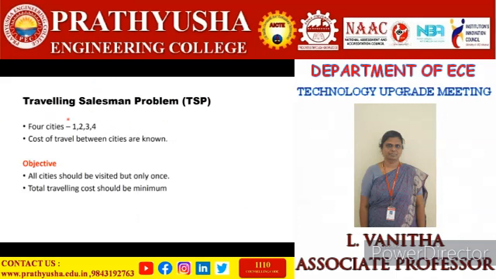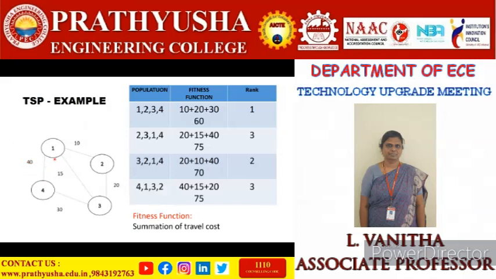Let us take an example of the traveling salesman problem and solve it by using genetic algorithm. Let us take the simple case in the traveling salesman problem. Let us consider four cities, and we consider that the costs of travel between cities are known. The main objective is to visit all the cities but only once, and the total traveling cost should be minimum. This is the given problem.